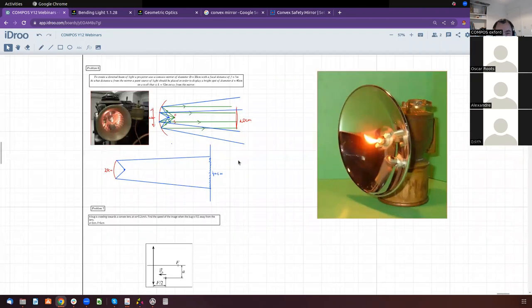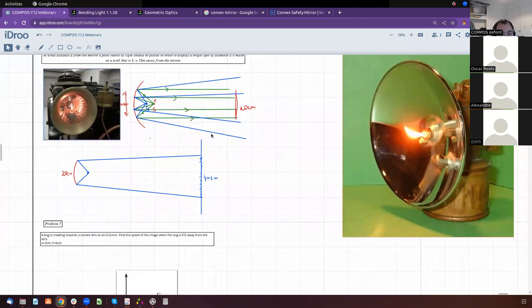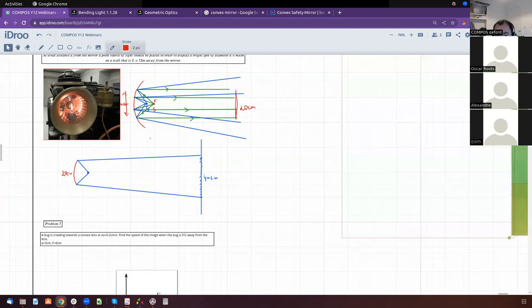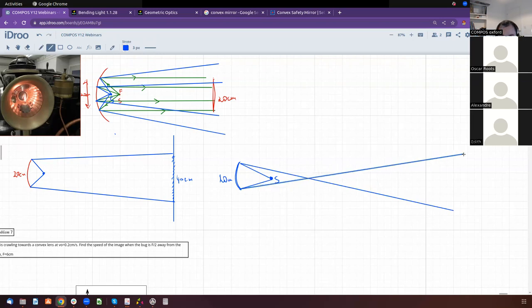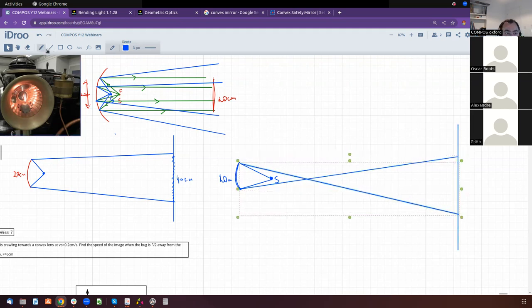Okay. And if you move it, you could alternatively move it further away. And in this case, you would still be able to produce a bright spot of 40 centimeters. Let's have a look. So you have the same mirror, 20 centimeters. You move the source further away. And now the rays of light converge. They cross over, and if you place a screen, they can still produce a spot of 40 centimeters. So you have two possible positions.